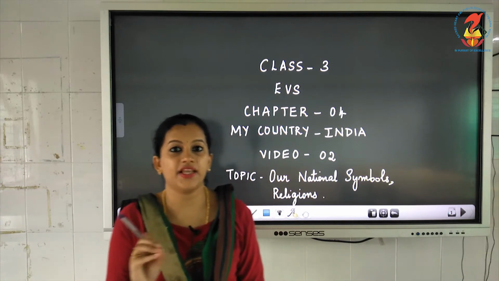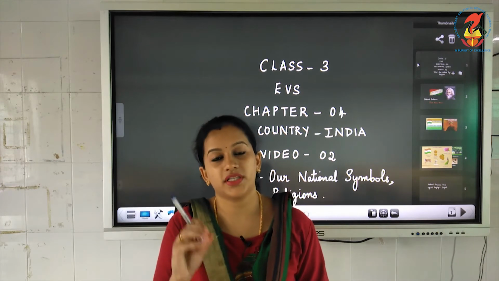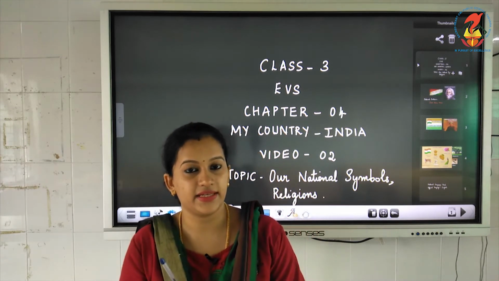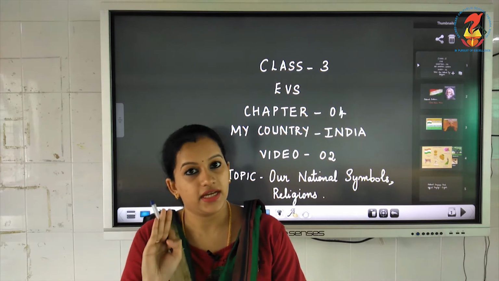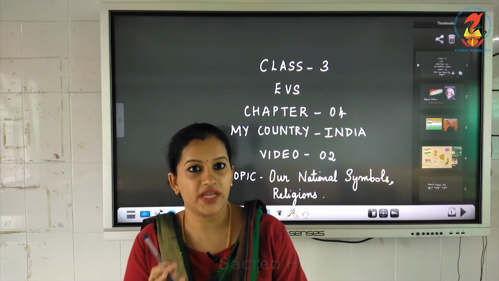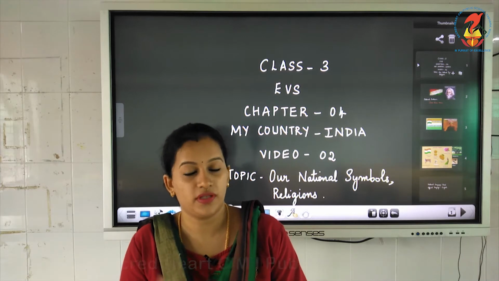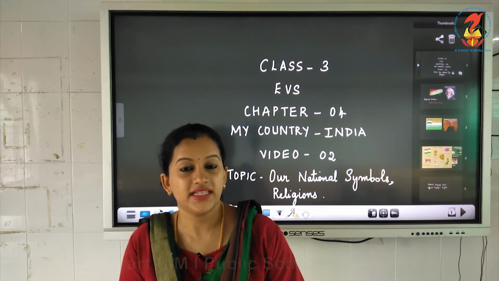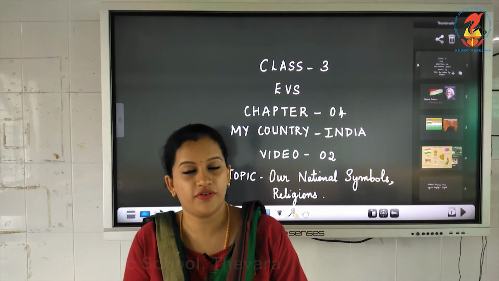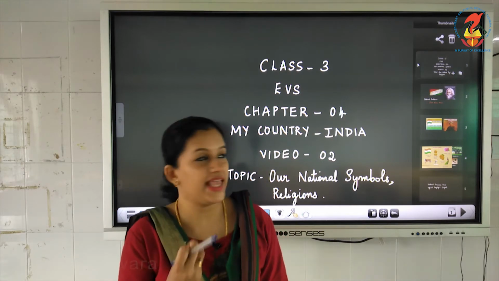So when I tell you the term national symbols, the main important symbols that you have to learn are our national anthem, national flag and our national emblem. These are the three major symbols. Whenever we see those symbols, it will evoke a love for our country, isn't it? It shows the value or the rich tradition or the history of a country. So let us learn about our national anthem.